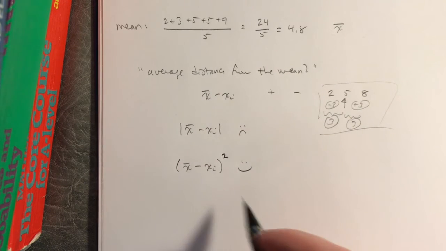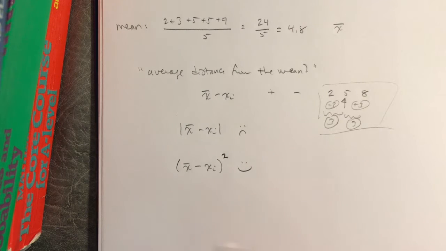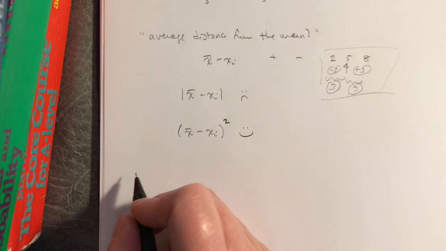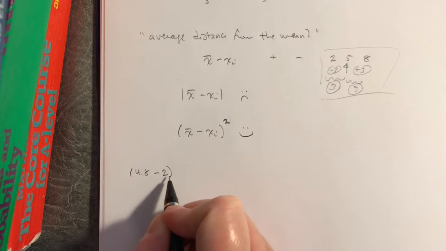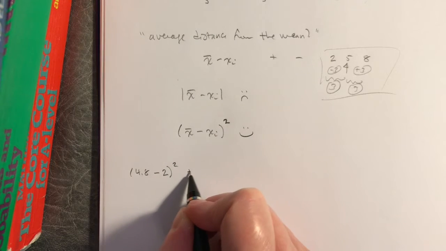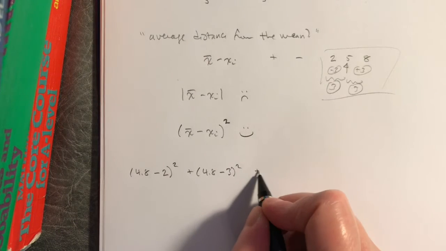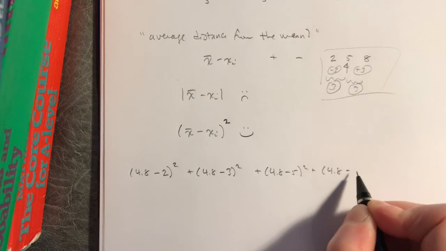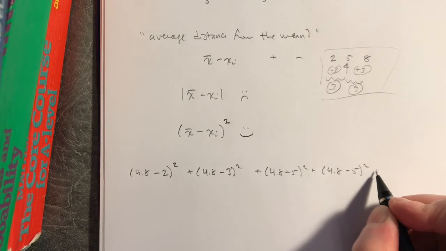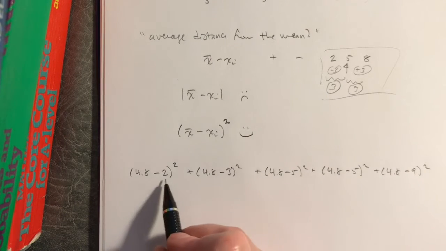So if I want the average of all those little distances, I'm looking at a calculation like this. Here's the mean of 4.8, and my first data point is a 2, so there's the distance between them, and I square it. Then I do it for the next data point, so 4.8 subtract 3, quantity squared. My next data point, and you should do this along with me. Don't just let me do the writing. You do it out. Okay, so there's my 5 data points.